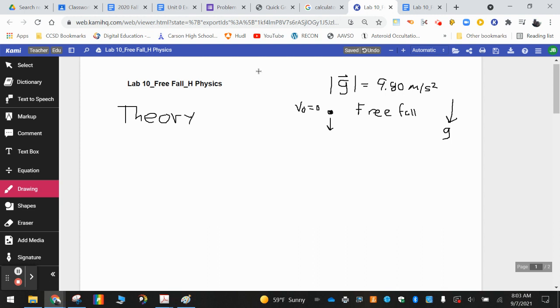So in this case, when we do our frame of reference, make sure we spell that out, frame of reference, we're going to say everything going down is going to be positive in this scenario. Free fall and g are all in the same direction, so g will take on a positive value. It's going to be positive 9.8. So this is kind of like a little background here.